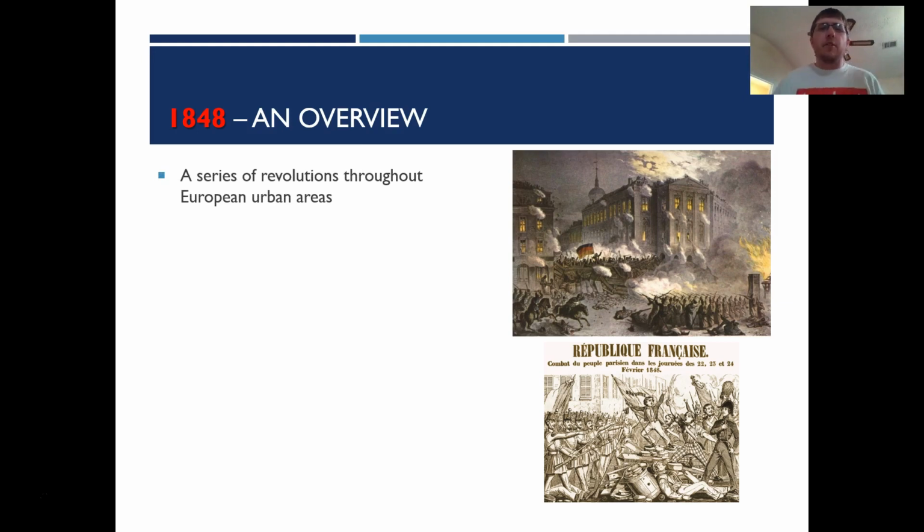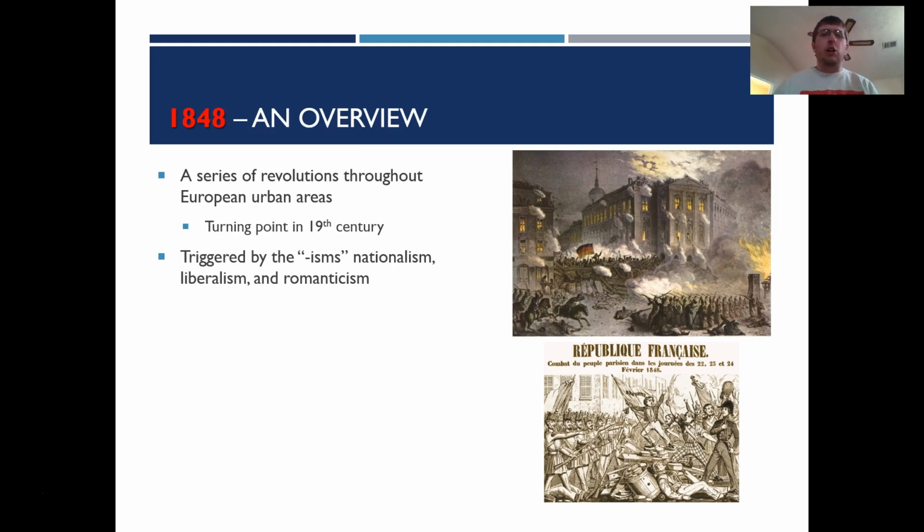a brief overview of why this year is so important. It's a series of revolutions throughout urban areas in Europe. This is not a rural revolutionary year, like we saw in the French Revolution in 1789, where it extended to the countryside. You really don't see that in 1848. It's primarily an urban revolutionary moment. It's a turning point in the 19th century for sure. Triggered by our isms, right? Nationalism, liberalism, romanticism, to a lesser extent socialism, fighting against the dominant conservative leadership and conservative reaction.